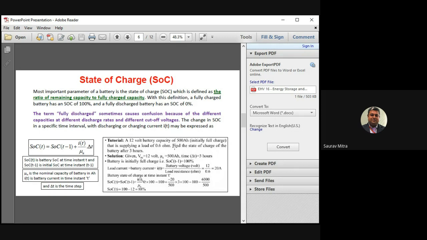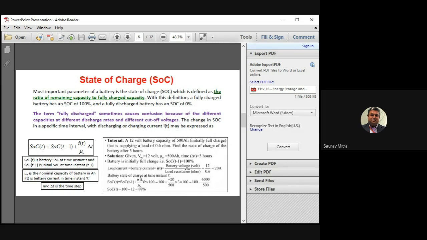So I think the numerical is very clear. It's a 500 ampere hour battery, which is the nominal capacity of the battery in ampere hour. It is given, so that is nothing but mu1. In the previous slide we saw a 44 ampere hour battery, which is also mu1, and here it is supplying a load of 0.6 ohm. So the first step is finding out how much the current is. VOC, the open circuit battery voltage, is 12 volt, and it is supplying a load of 0.6 ohm. So you first have to find out the discharge current.